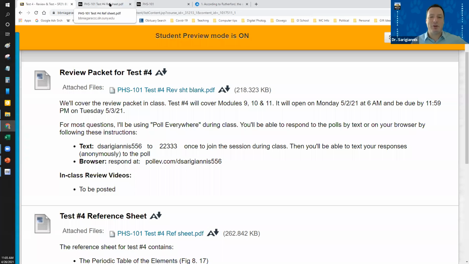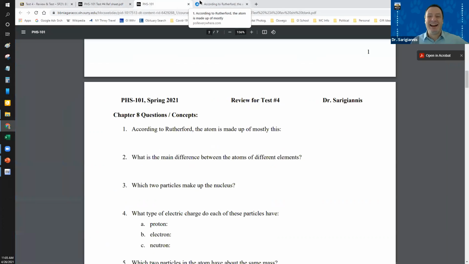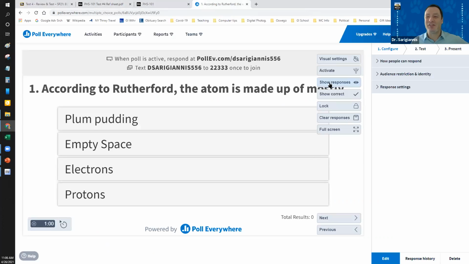Everything's anonymous, just a reminder. So I'm not going to be like, oh yeah, I can't believe so-and-so got that problem wrong. I don't care. Hopefully the idea here is to review the stuff, and if you make mistakes, it's better to make mistakes here while you're learning it than on the actual test. So that's the philosophy of this Poll Everywhere stuff.